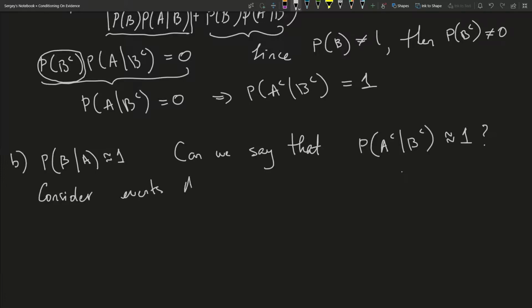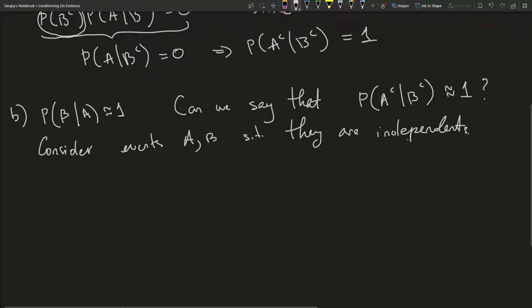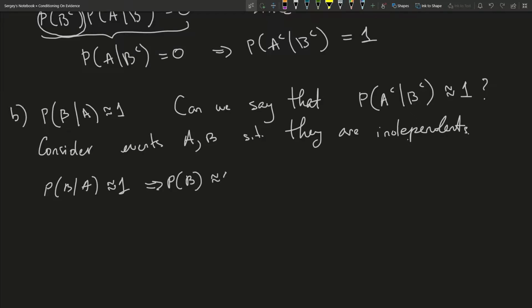So let's consider events A and B such that they are independent. So A and B are any two independent events with the constraint given by the problem that their probabilities are not 0 or 1. Now, what does this imply? Probability of B given A being approximately 1, and the fact that B is independent of A, implies that the prior probability of B was already approximately equal to 1, which in turn implies that probability of B complement is approximately equal to 0.